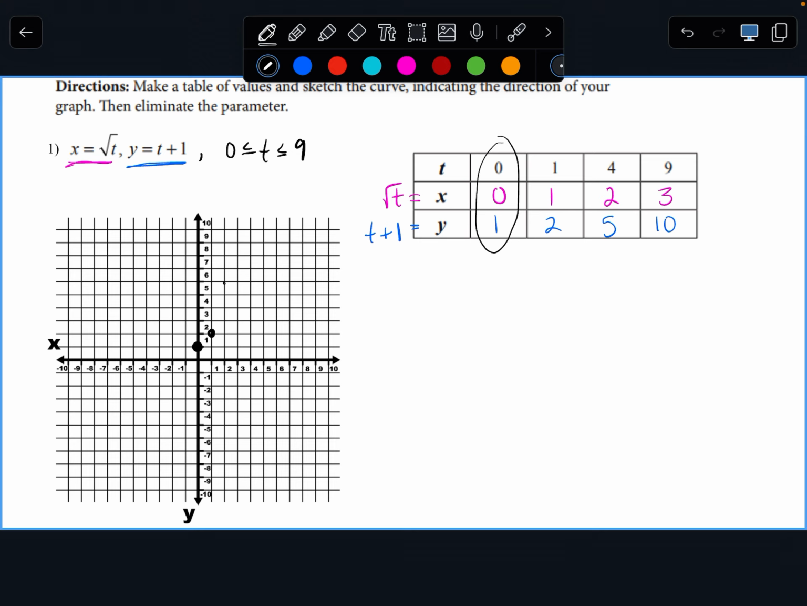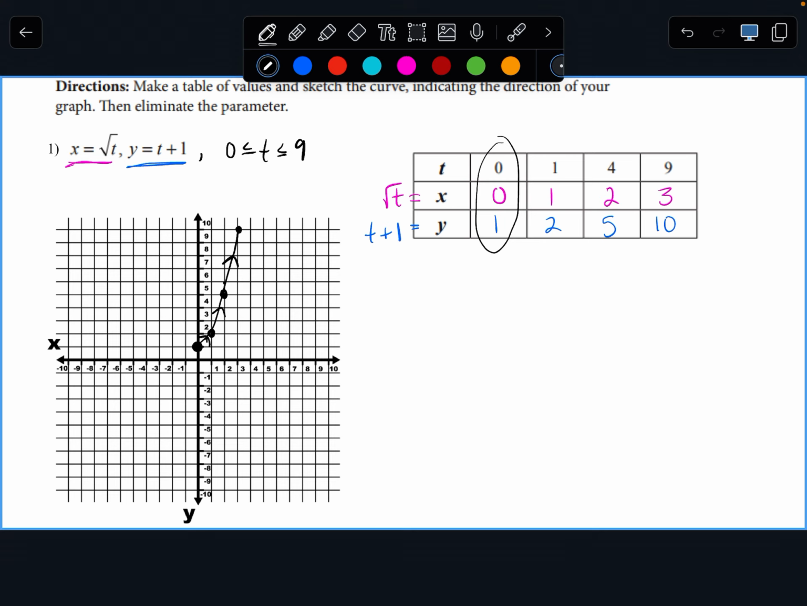Oh, the thing's above it. Okay, (2, 5), and then (3, 10), right? And then when you connect them, make sure you have the arrows as you go. So that would be what it looks like.